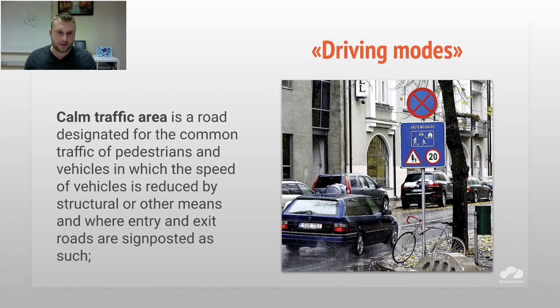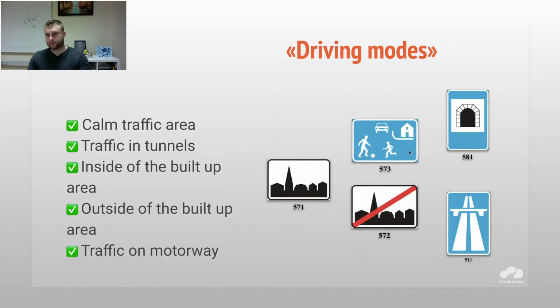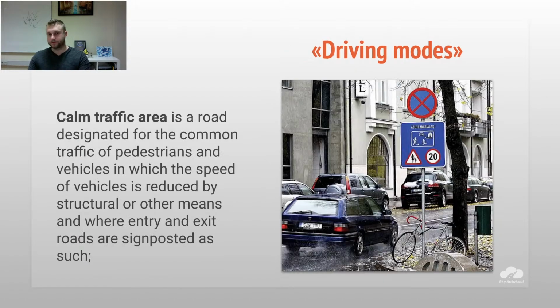And vehicles' speed is reduced by structural or other means, and entry and exit roads are signposted as such. So as soon as you enter this area, you will see the sign. These rules will be applied, and if you are leaving this area, you will see the same sign but crossed, like this, for example, the calm traffic area sign crossed.